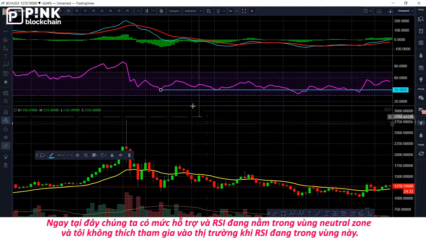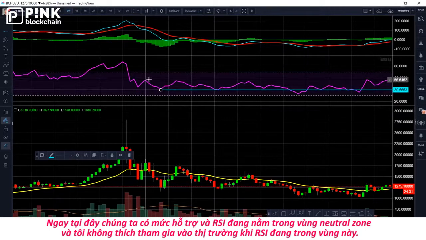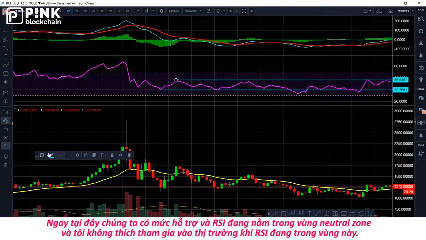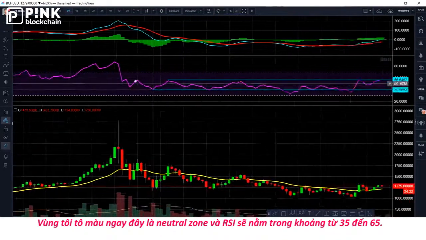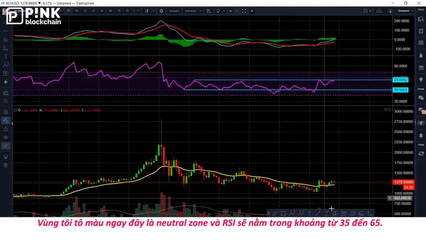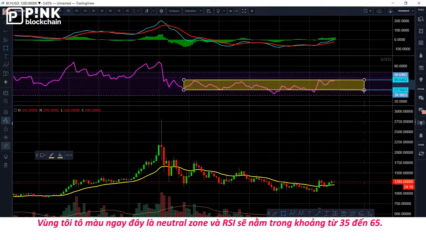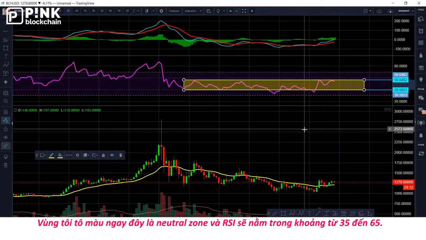Would you guys agree? What we do see now is pretty much a neutral zone. This is now considered a neutral zone to me, and I don't really play these neutral zones too much. Do you guys see what I'm talking about? Right here is more of a neutral zone. You guys can take a look at it. It's in my rule of somewhere between 35 and 60 RSI.